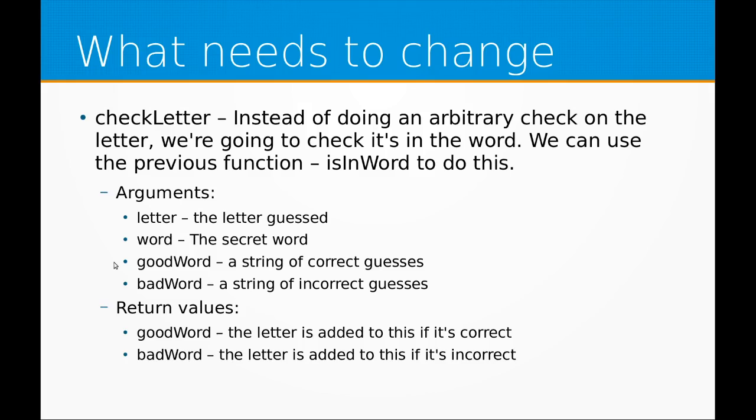We then have to have good word and bad word so we can add the letter onto the correct one of these strings. And this is as simple as saying, okay, if isInWord, is this letter in this word? If it is, then put the letter in good word. If it isn't, put it in bad word. And then because we made changes to these two, we'll want to return them both. So that's a slight change on what we've already created.